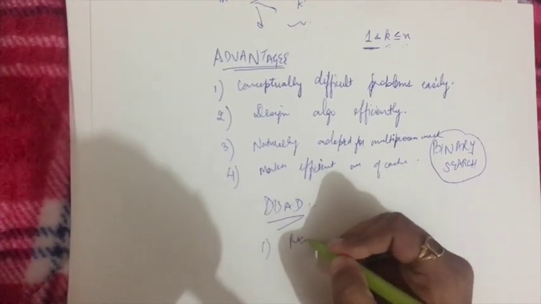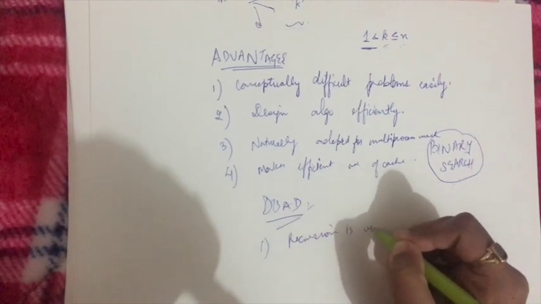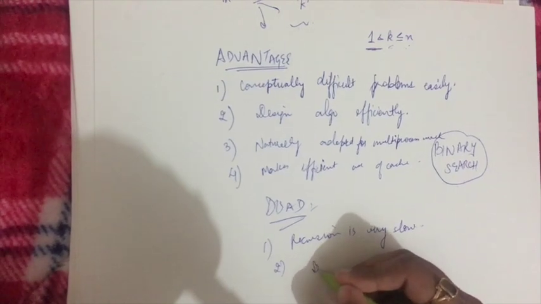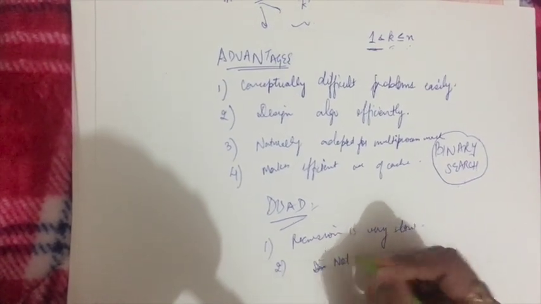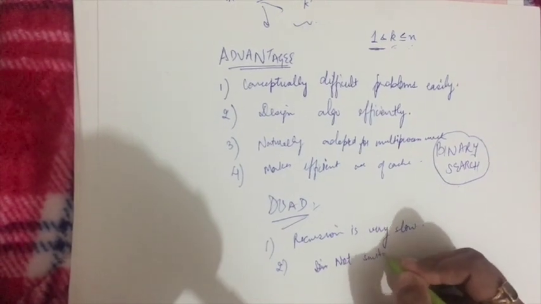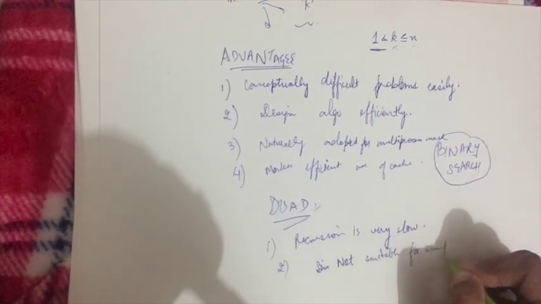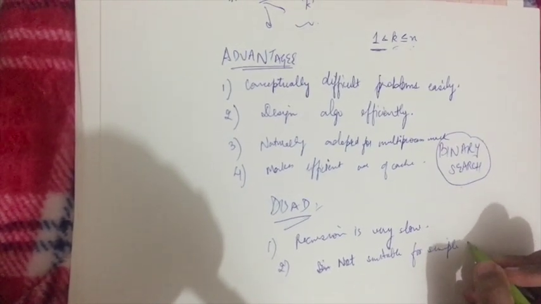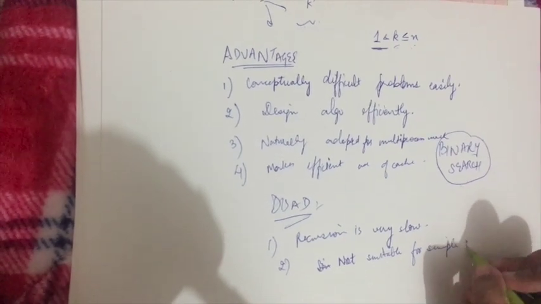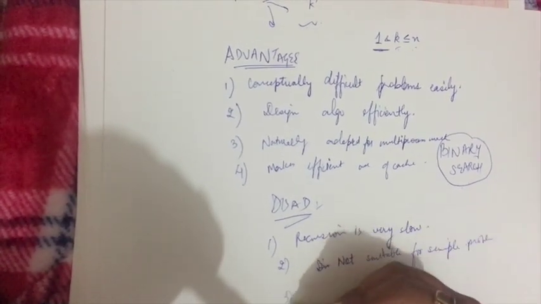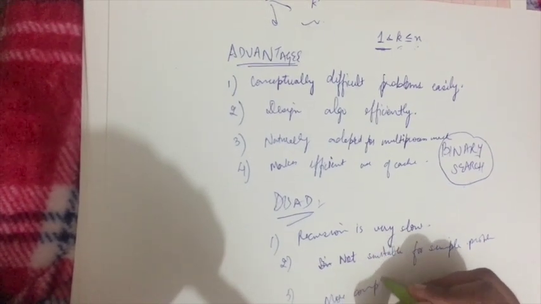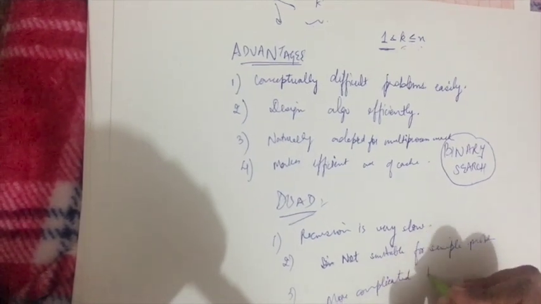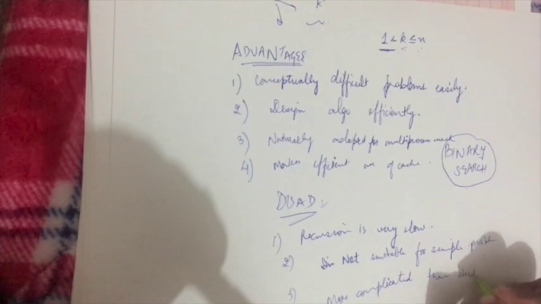First is obviously that recursion is very slow, right? Secondly, it is not suitable for simple problems, because for simple problems also it is going to use this divide and conquer technique, so it is obviously not suitable, because it will take more time, right? And the third one is that it is more complicated, that is, a loop is easier to operate or understand than the divide and conquer technique, than the iterative method.